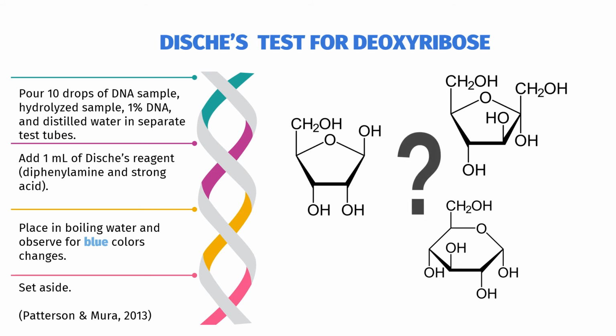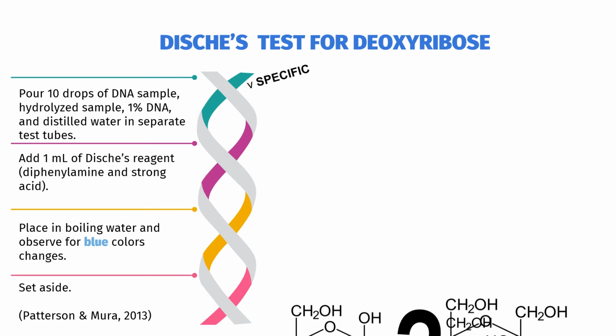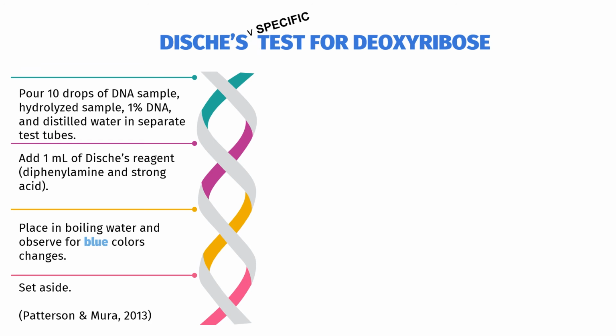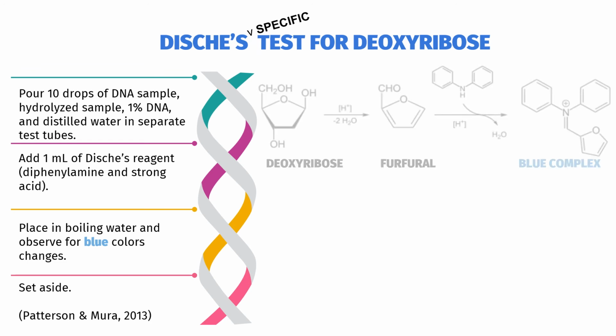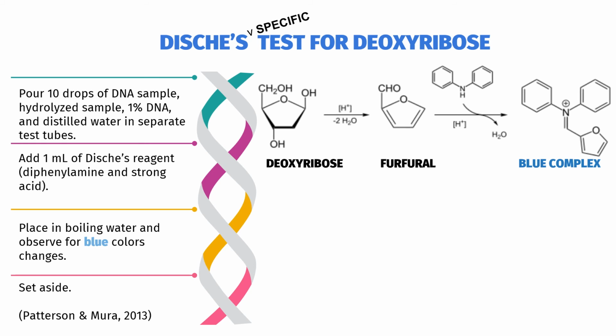To tell if the sugar is indeed deoxyribose, we do a deoxyribose-specific test, known as the Dische's test. This involves reacting deoxyribose with a strong acid to convert it into furfural, which can react with diphenylamine to form a blue-colored complex. To do this, we prepare the hydrolyzed and unhydrolyzed sample, as well as the positive and negative controls in a test tube.